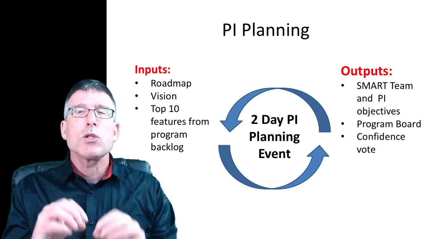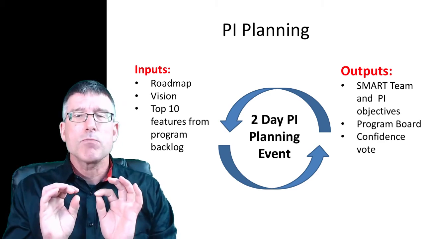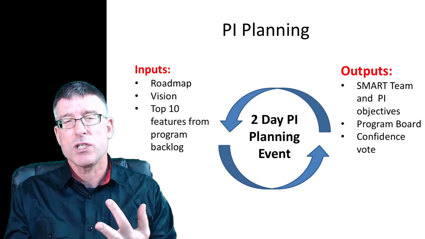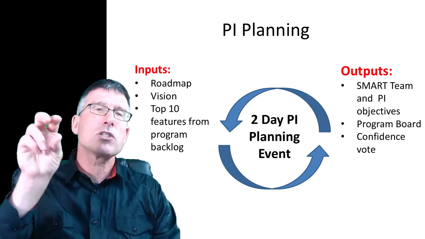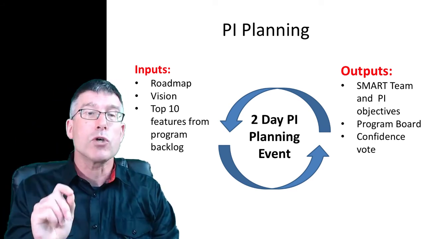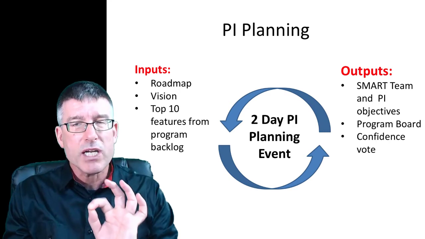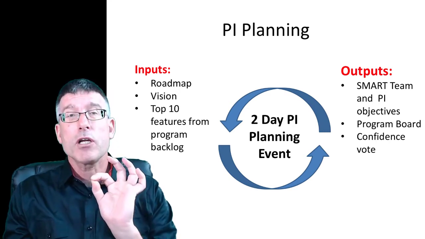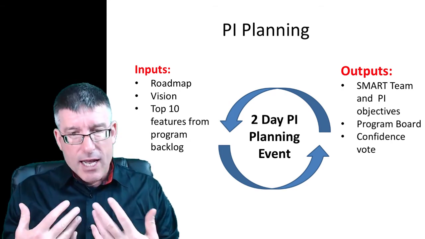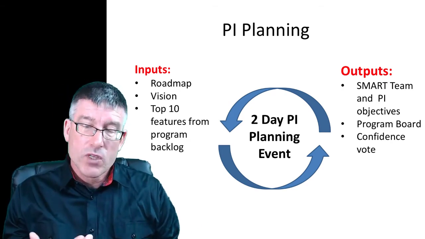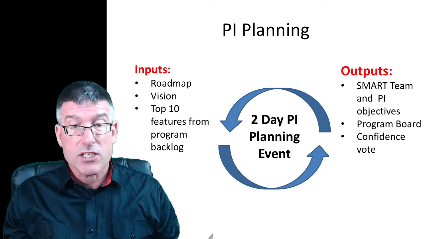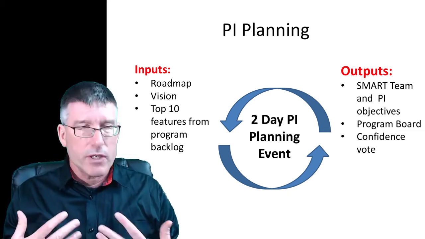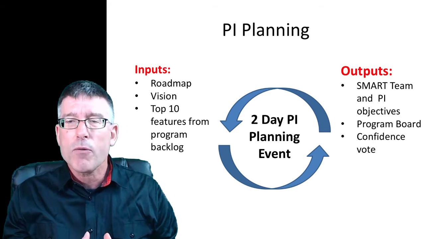So the team is committing to a series of objectives based on the roadmap, the vision, and the top 10 features. The team is saying, this is what we plan to commit to. They're not necessarily committing to the specific features themselves. They are going to commit to objectives because, after all, the PI is 8 to 10 weeks. That's 2 months. In a rapidly changing world, that's actually a bit of a long period of time.